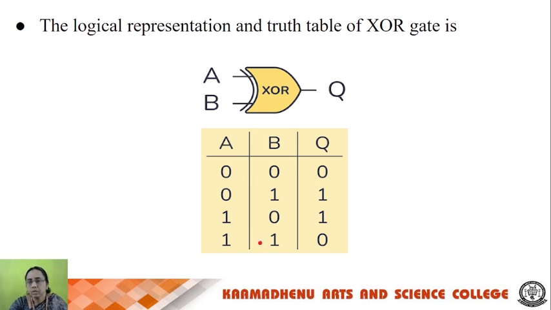In this truth table, when both the input values are low or both the input values are high, the output value is low. If any one of the input values is high, the output value is high.